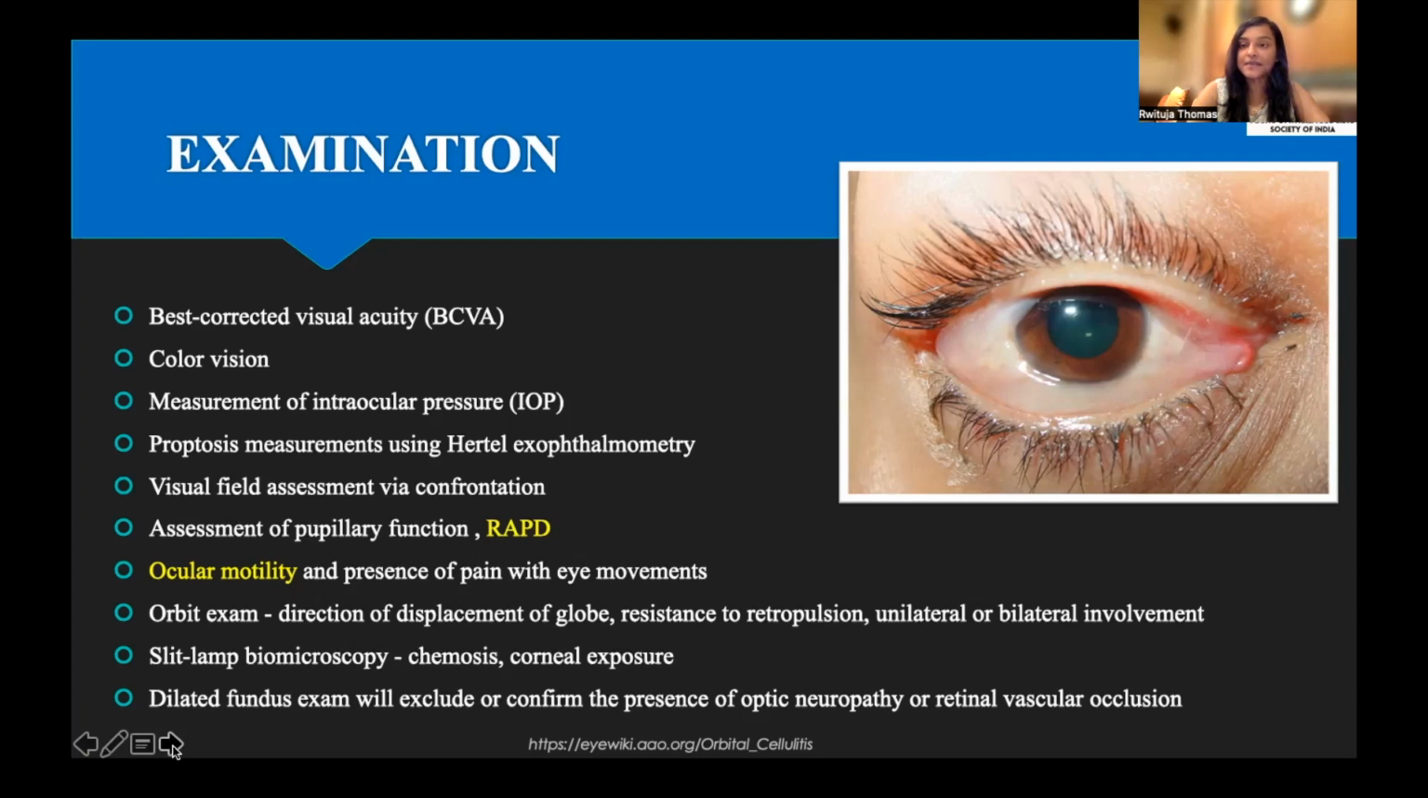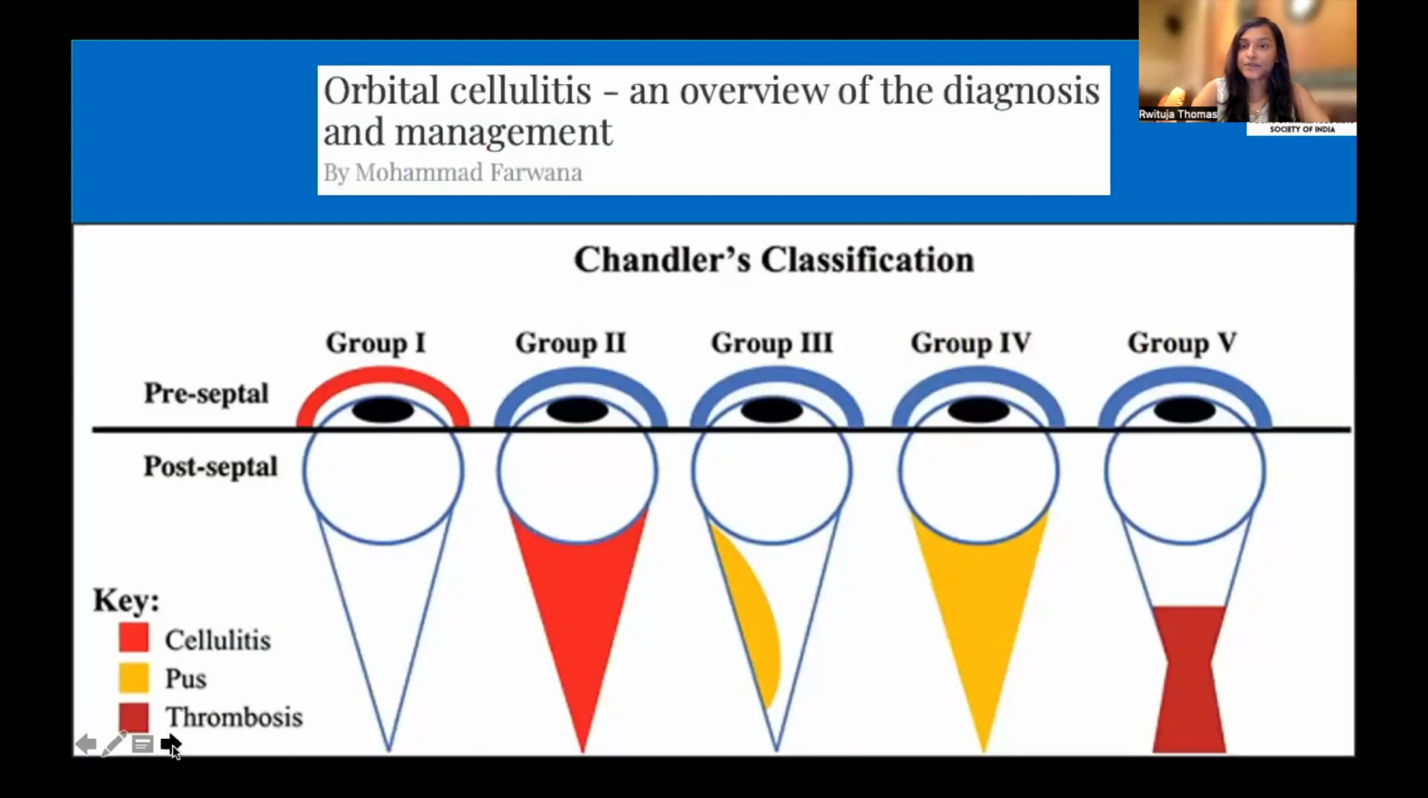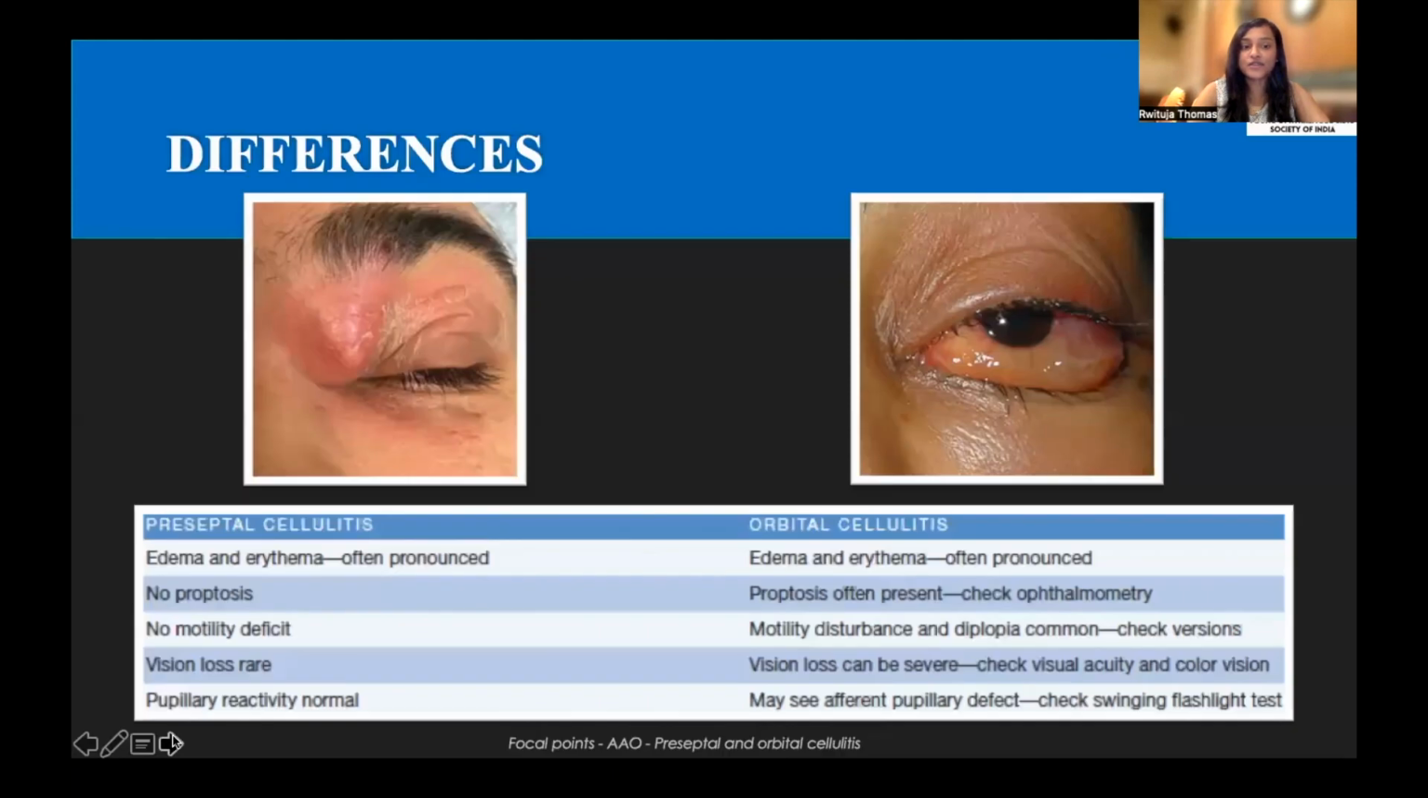On slit lamp examination, you can check for the chemosis. Severe chemosis can cause corneal exposure, and do a fundus exam for optic neuropathy or any vein occlusion. Now, the black line represents the orbital septum. So beyond that is orbital cellulitis. The group 3 and group 4 represents subperiosteal abscess and diffuse abscess or a cavernous sinus thrombosis.